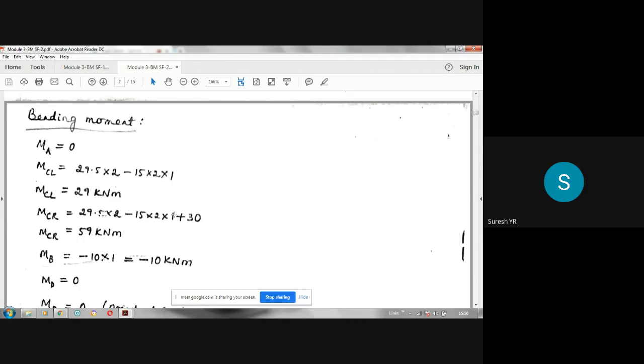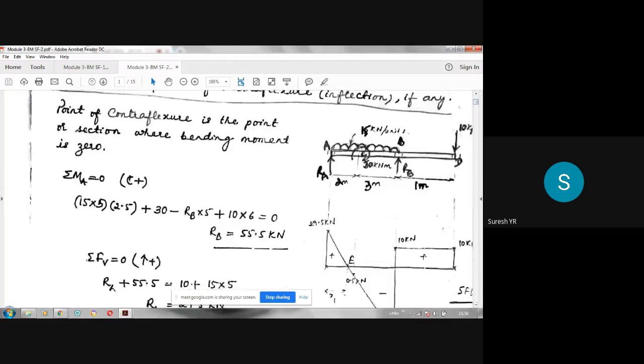Now, we have to take one more value just to the right of C. When you are calculating just to the right of C, be careful here, all of you observe. When you are calculating bending moment just to the right of C, this 30 also we have to consider, because I am now here. If I see to the left side, this 29.5 into 2 will be there, minus 15 into 2 into 1 will be there, and also this 30 is seen. But how to take this 30, whether it is positive or negative?